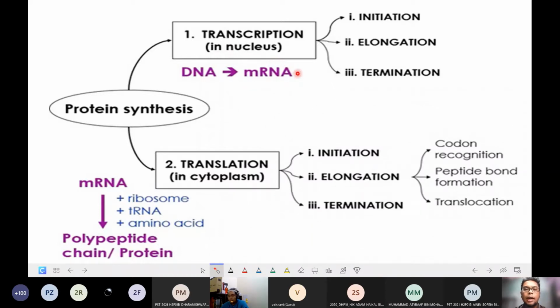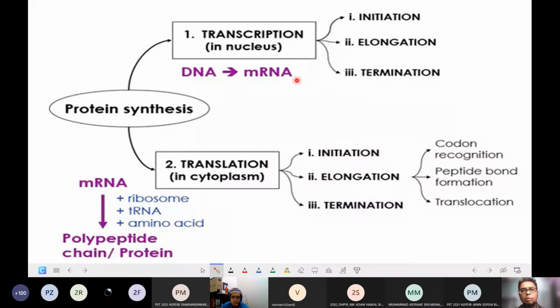And the second part will be translation, which occurs in the cytoplasm, in which the genetic information that is now within the mRNA will be translated to produce a polypeptide chain, or the proteins.